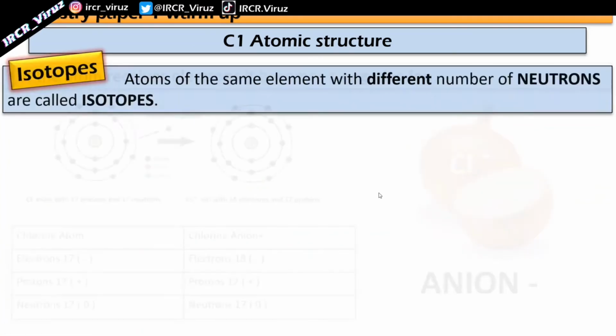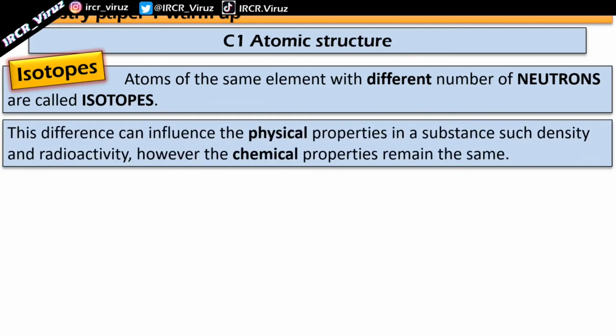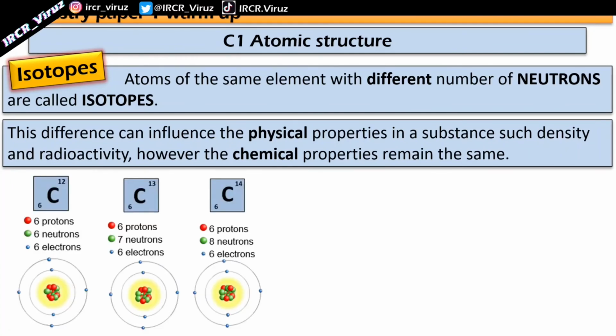Right, so isotopes. Atoms of the same element with different numbers of neutrons are called isotopes. This difference can influence the physical properties of a substance such as density and radioactivity. However, the chemical properties will remain the same, okay? In this case over here, we got three different isotopes of carbon, carbon 12, 13, and 14. They have the same number of protons, same number of electrons all across. The only thing that changes is the number of neutrons, and it might change slightly the physical properties of it, not the chemical ones, okay?